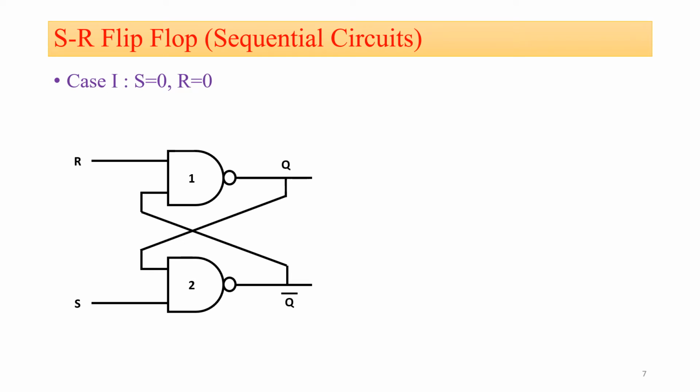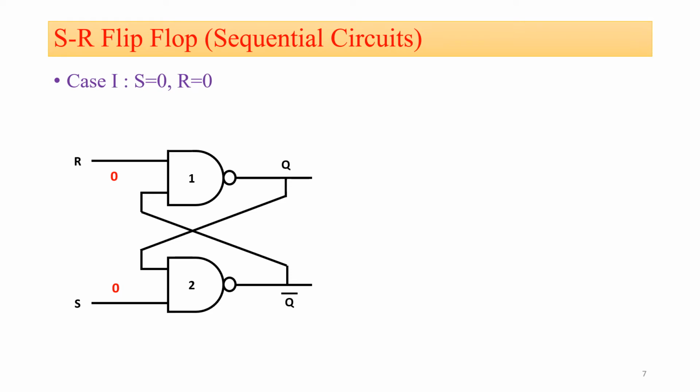Now this is our logic diagram using NAND gates. First of all, the inputs to the first NAND gate are R and the output from the second NAND gate. Similarly, the inputs to the second NAND gate are the output of the first NAND gate and S. Now case number 1 is S equals 0 and R equals 0.